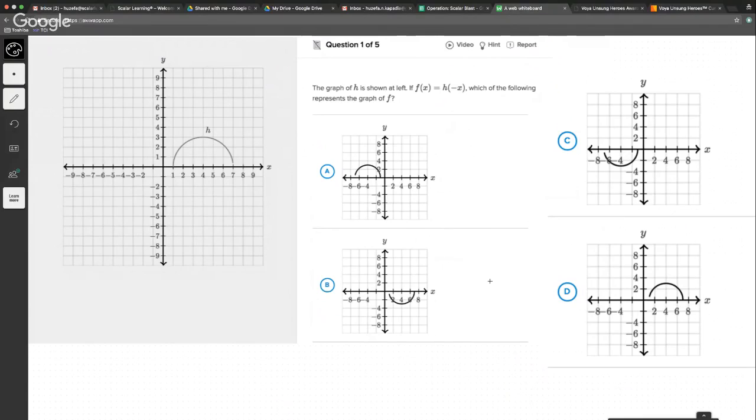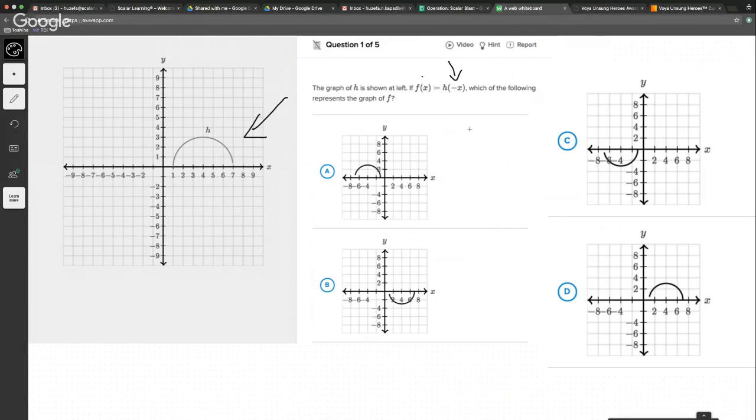Let's begin. So the graph H is shown at the left. Which of the following represents the graph of F? Okay, so here's H, and it's kind of this semicircle like this. And what is F of X? F of X is literally H of X, but the X's are all made negative. So what happens when you apply a negative to the X of a function? I'll tell you one thing, it's a reflection, but the tricky part is what type of reflection this is. Is this a reflection around the y-axis, or is it a reflection around the x-axis?